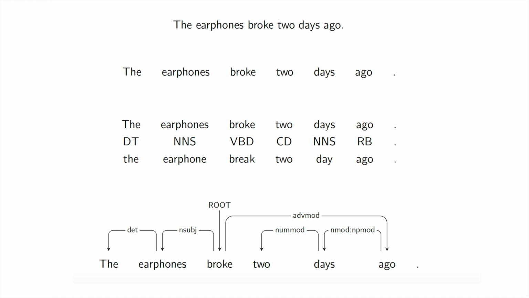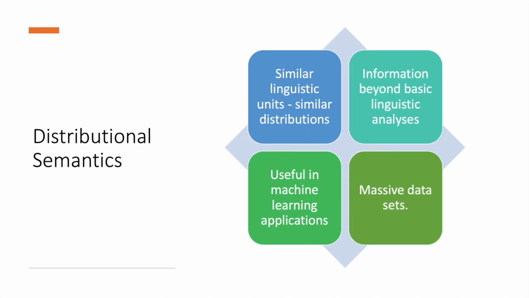Then lemmas, as we already discussed, then part of speech tags, like what you see here, then syntactic dependencies, which are here, lexicons, document metadata, and appropriate feature representations are generally very task dependent. So there is something else that you need to know, and that's called distributional semantics.